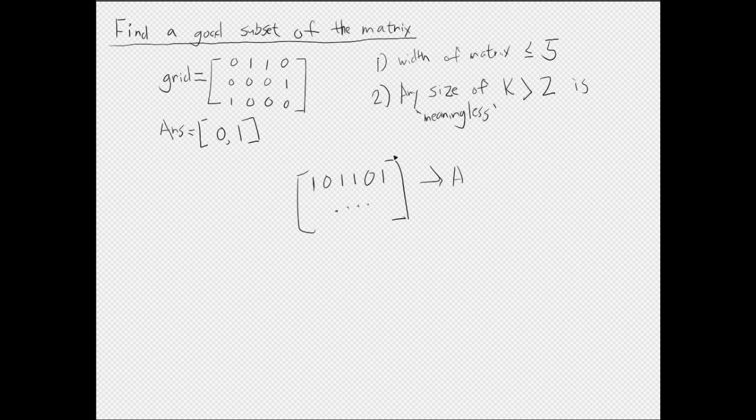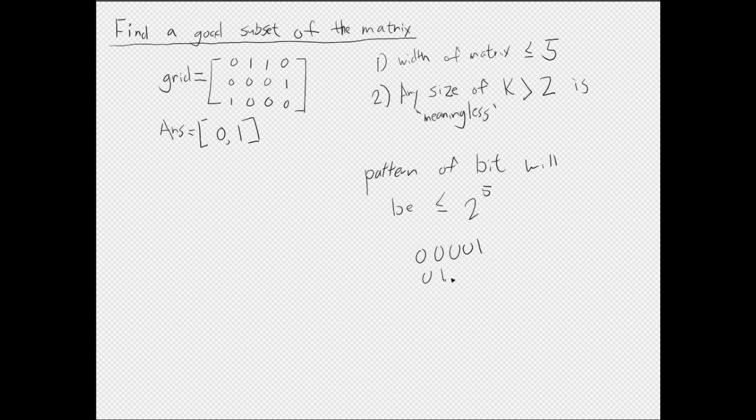But once we have convinced ourselves that the answer will always have a k of 2, then the second observation is that the width of the matrix is less than or equal to 5. So it means the number of bit patterns will be less than or equal to 2 to the power of 5, because there could be 0, 0, 0, 0, 1, there could be 0, 1, 0, 0, 0. So basically it's like a bit, but now we have 5 sides of this bit. So 5 bits is 2 to the power of 5, which is 32.